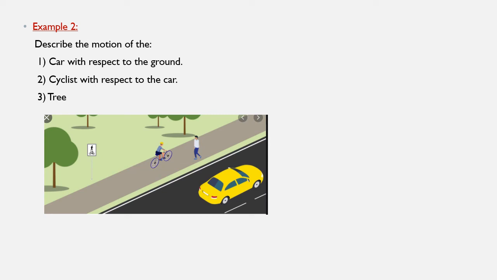Part 2. The cyclist with respect to the car. Here the reference is the car. And the distance between the cyclist and the car varies. Thus, the cyclist is in motion with respect to the car.